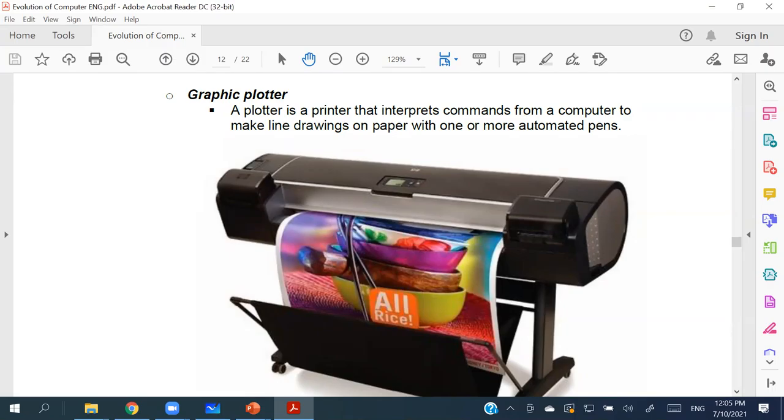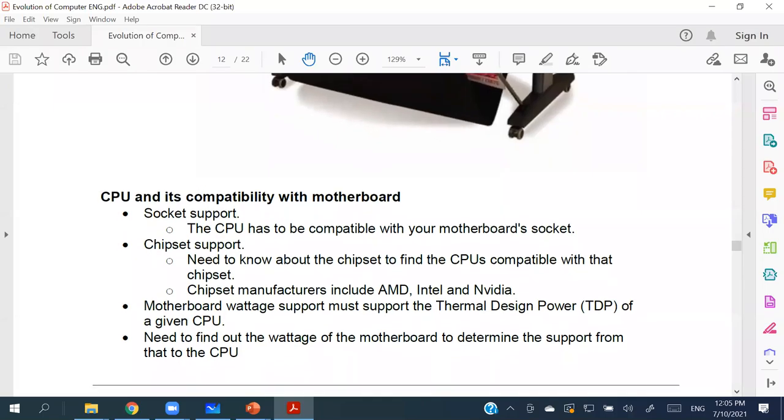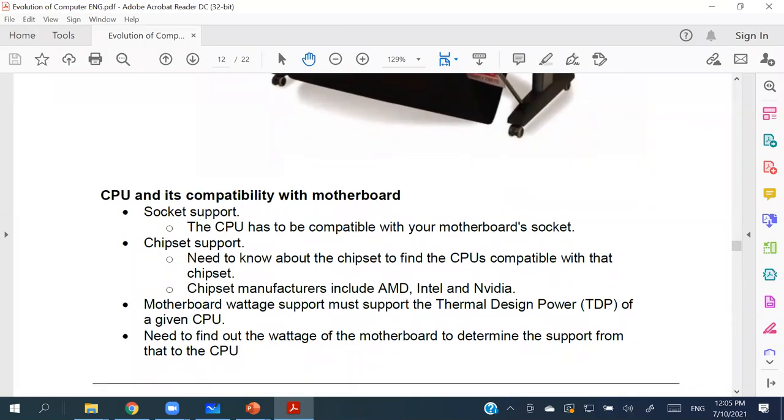In most cases it uses flex paper. You have probably seen flex papers; the material used to print posters is what we call flex. So they use flex sheets to do the printing, and there are different kinds of technologies. It uses a pen-like thing to print on the particular paper. That is what you call the graphic plotter. Those are the ways.